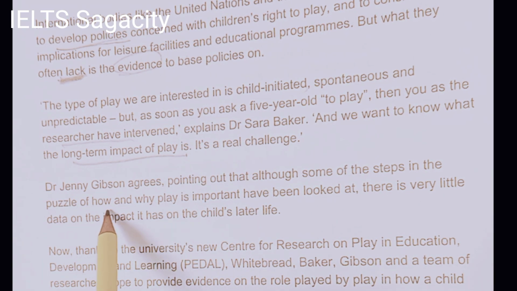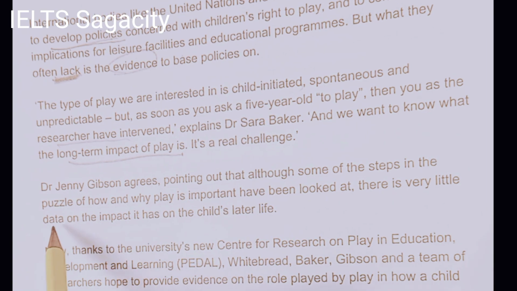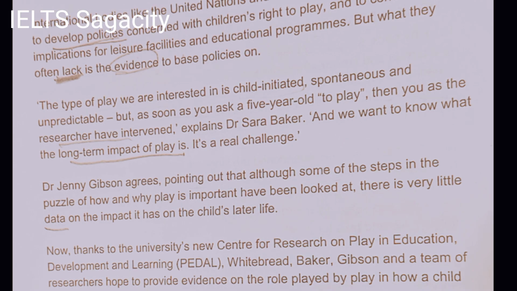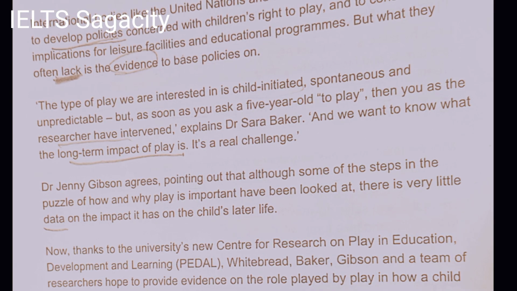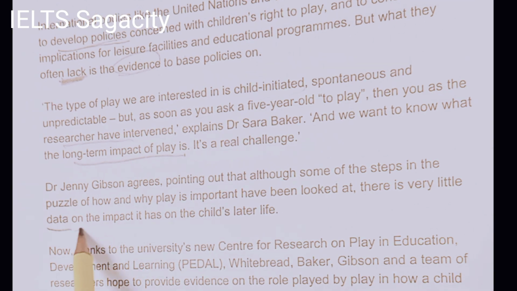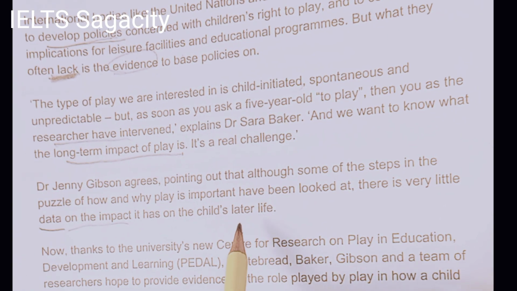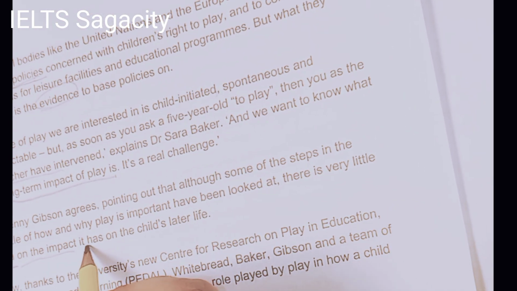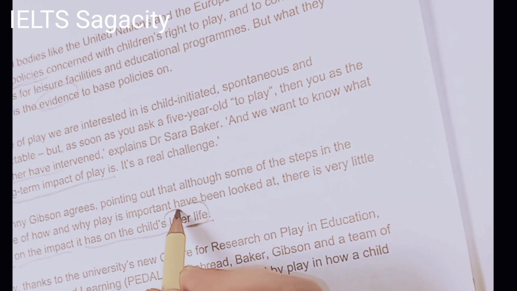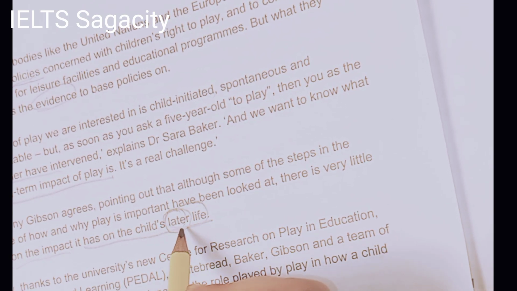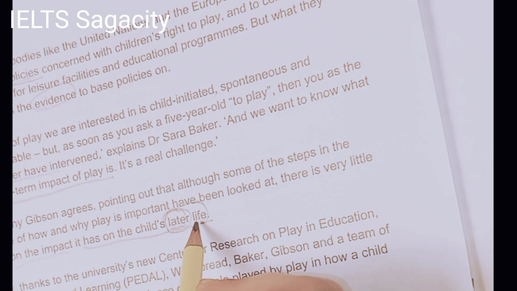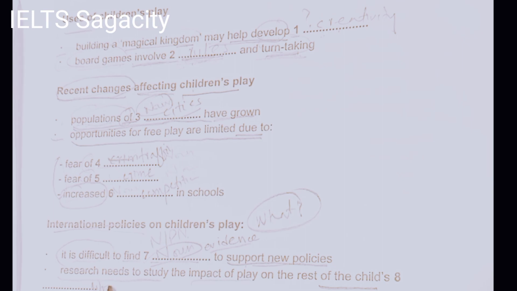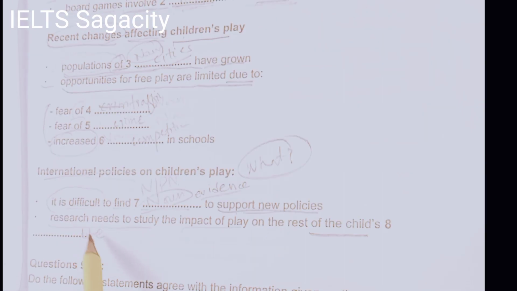Some of the steps in the puzzle of how evaluation have been looked at. There is very little data. That means it has to be further looked at. It has to be further researched on the impact it has on the child's later life. Child's later life, impact on the rest of the child's dash. Rest of the later is equivalent to rest of the, and life. So the answer has to be life.